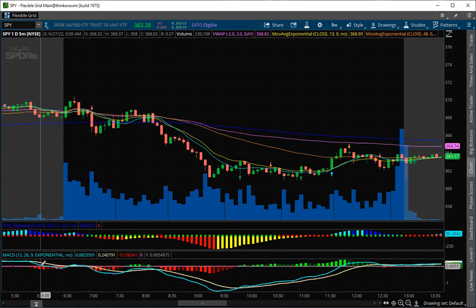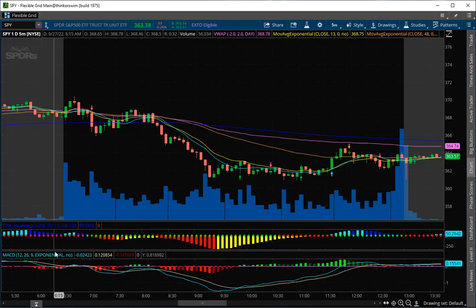Same thing with MACD, except different colors. Bright red means strong bearish sentiment.